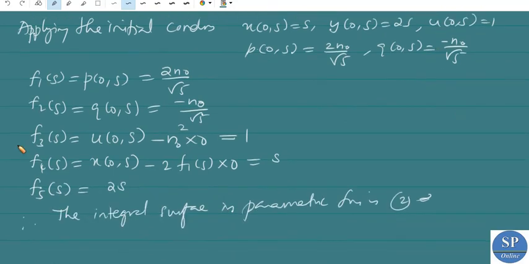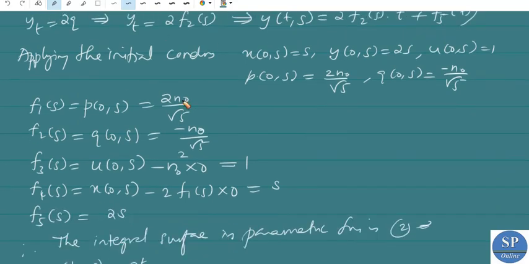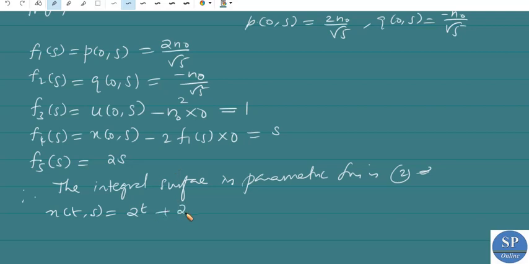So we have x(t,s) is equal to 2 into t into f1 plus f4(s). f1 is 2 n naught divided by root 5, plus f4(s). f4 is s. So x(t,s) is equal to s plus 2 into 2, that is 4 t n naught divided by root 5. Okay, this is x.